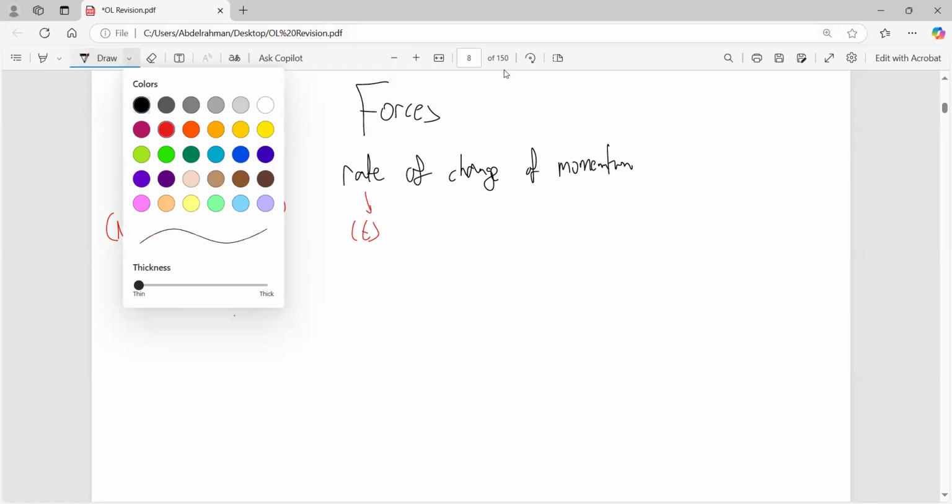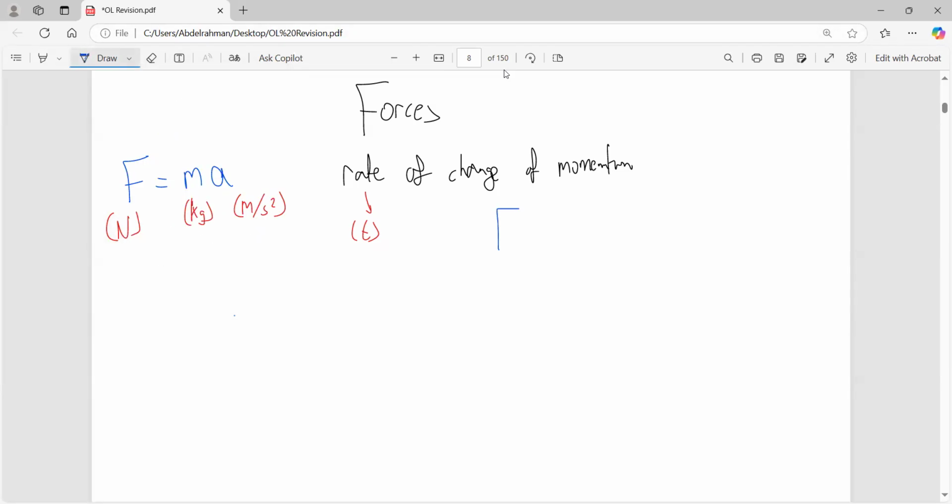Let me write down the equation for the rate of change of momentum. You can say that F equals mv minus mu over t. Change of momentum, which is mv minus mu over t. That's the rate of change of momentum. But we will discuss it later on again, inshallah. So resultant force F equals ma in newtons.